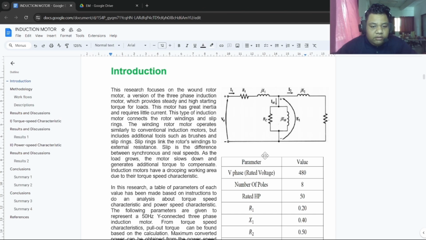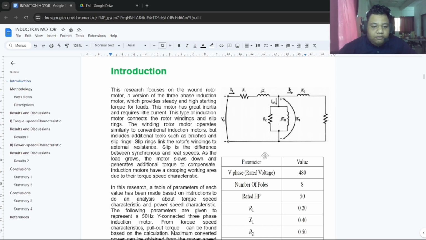The wound rotor motor operates similarly to a conventional induction motor but includes additional parts such as brushes and slip rings. Slip rings link the rotor's winding to external resistance. Slip is the difference between synchronous and real speed. As the load grows, the motor slows down and generates additional torque to compensate.